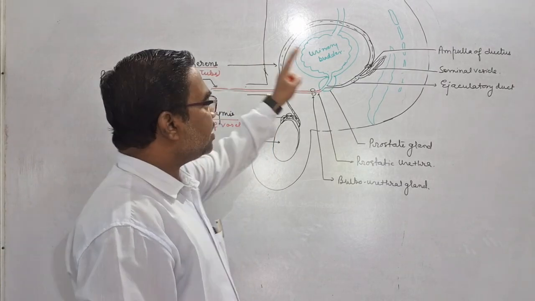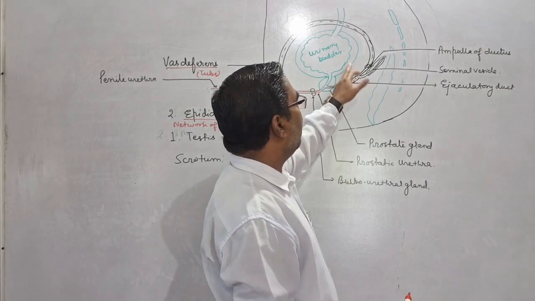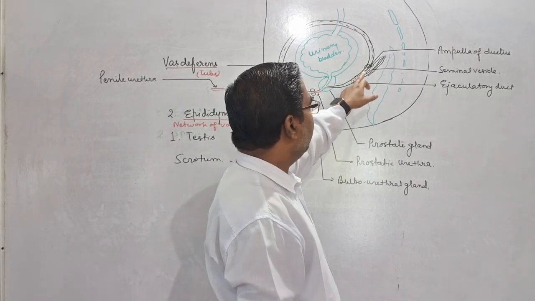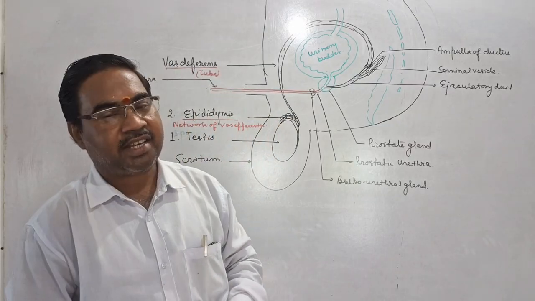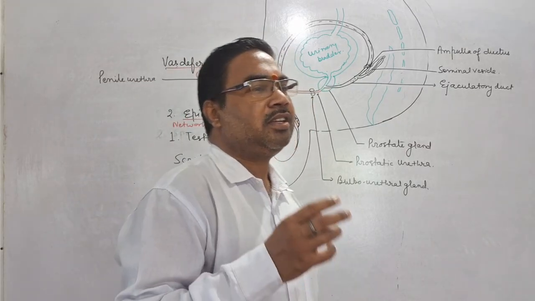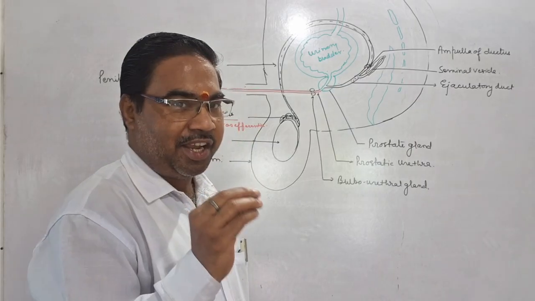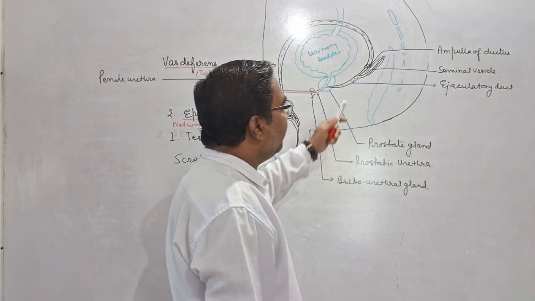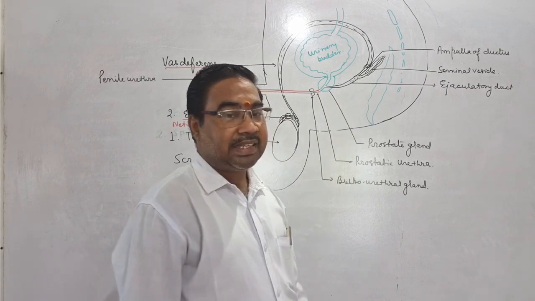Then from the vas deferens, it passes by making a loop around the urinary bladder. Here it is the ampulla of ductus. Ampulla of ductus has its own importance because at this place the sperm is staying for a little while. After the ampulla of ductus, it passes to the seminal vesicle.